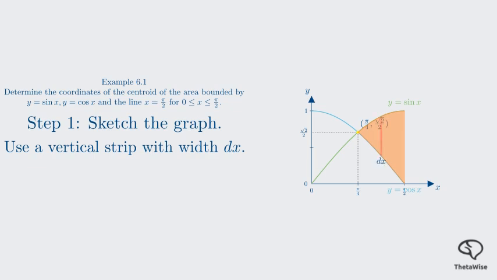Let's label a typical vertical strip. Its width is dx and its height is the upper curve, y1 equals sin x, minus the lower curve, y2 equals cos x. We've sketched our graph and chosen a vertical strip. Now let's execute our three-step process. Step 1. Find the total area A.